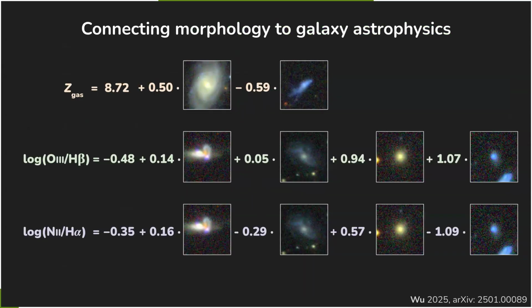But a cool thing that you can do is write down the O3 over H beta ratio, or even the gas metallicity, as a linear combination of the activation strengths of each feature that is extracted. And this is very powerful because it tells you a very simple way to say, how do I actually derive these kinds of things, right? How do I derive the gas phase metallicity?